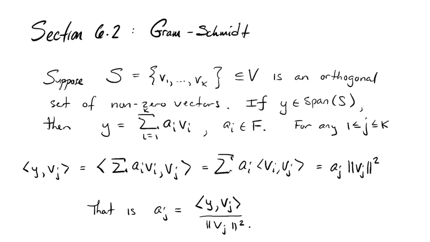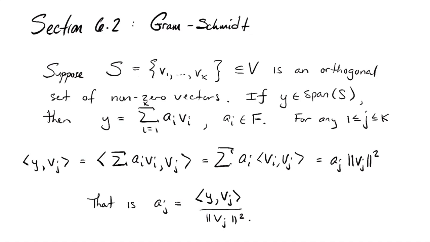Okay, welcome back to linear algebra. In this first lecture of section 6.2, we're going to look at a procedure that can take any basis in an inner product space and replace it with an orthonormal basis. All right, so it's called the Gram-Schmidt procedure.